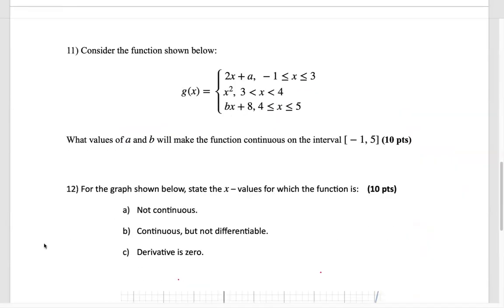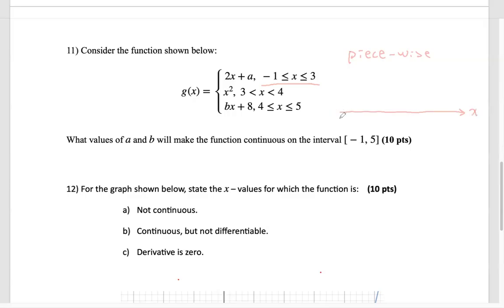Okay, now let's see 11. So this function is called a piecewise function. In the domain from negative 1 to 3, it acts as 2x plus a, a linear function. The domain is the x-axis, right? Imagine we have this x-axis.